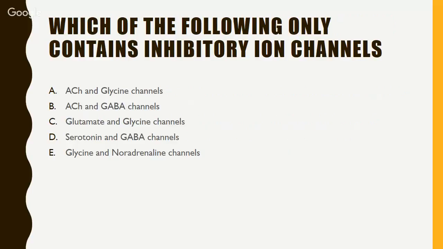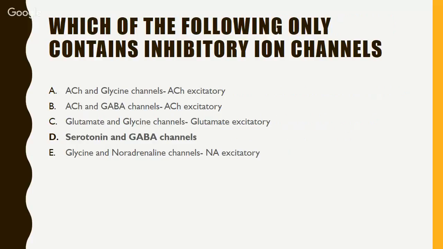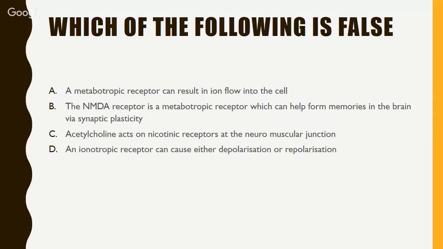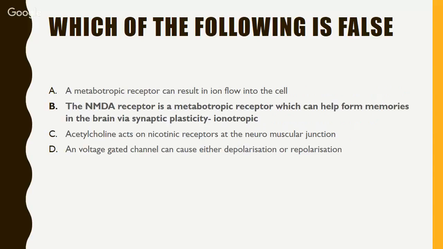Which of the following only contains inhibitory ion channels? This is a bit of a hard one, but you can extrapolate. D. Yes, correct. Nice. Which of the following is false? Yes. B. Yes.